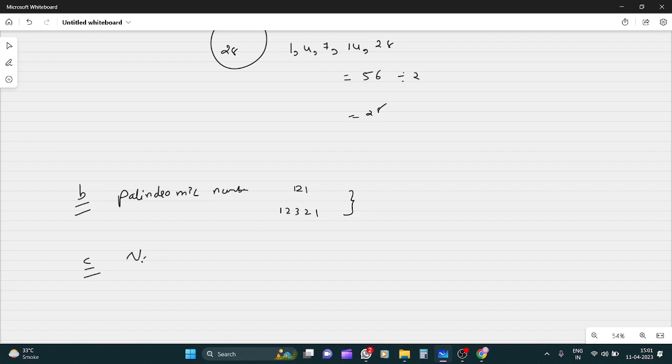Narcissistic numbers. What do you mean by narcissistic numbers? So take one common example. When we cube each digit of this number and add them, we will get the same number. Okay, so 27 plus 343 plus 1, we get 371.